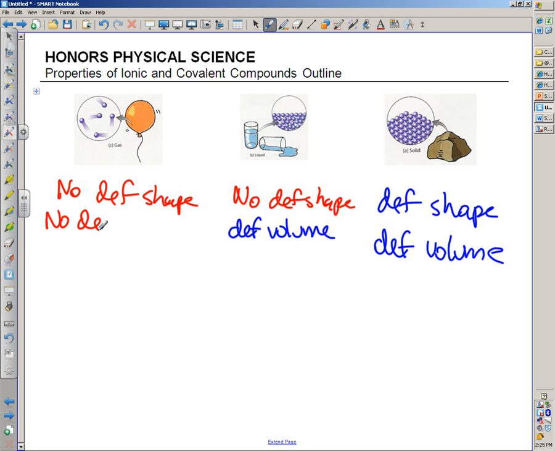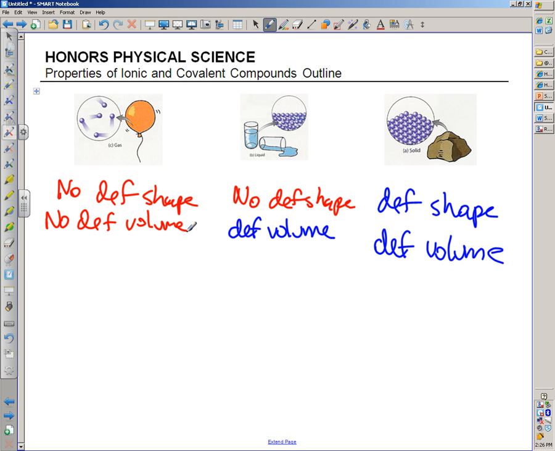Gases will fill up whatever container we put them in. Case in point, at least twice a week, somebody sprays Axe body spray in the hallway, okay? Please don't spray it in here. But then soon, now you don't just smell it by their locker, right? Now you smell it through the entire hallway, because gases will take the shape of whatever container they're in. They will completely fill it up. They have no definite shape and no definite volume.